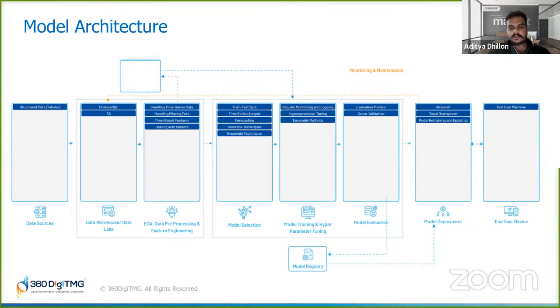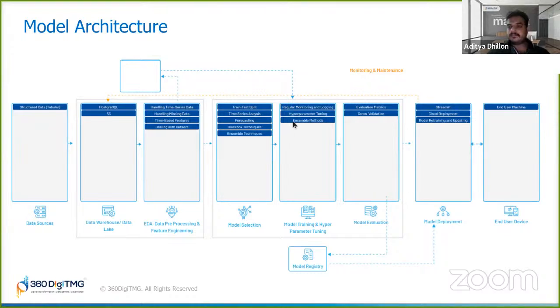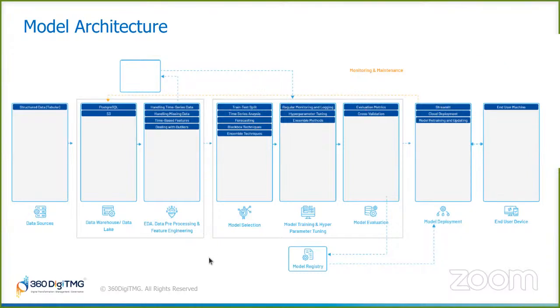Talking about our model selection, since time series does fall under the supervised approach, we will be doing our train test split. But at the same time, we'll be looking at our time series analysis, looking at lag plots, etc., trying to understand the relationship between time and its various modules. We will be using forecasting techniques, black box techniques, and ensemble techniques as part of our model selection phase.